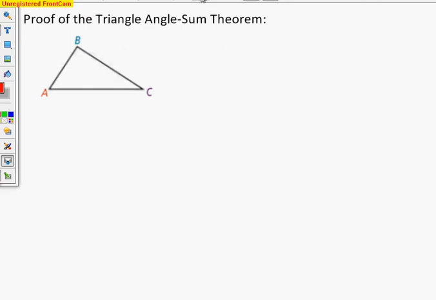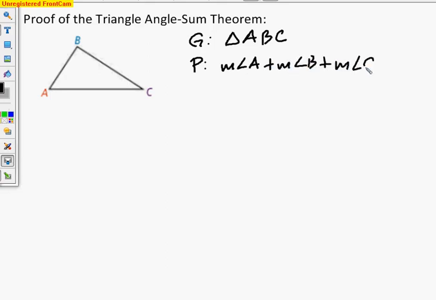Okay, so here is a picture, and we're going to prove the triangle angle sum theorem. So the proof sets up like this. Given triangle ABC, prove that the measure of angle A plus the measure of angle B plus the measure of angle C equals 180.